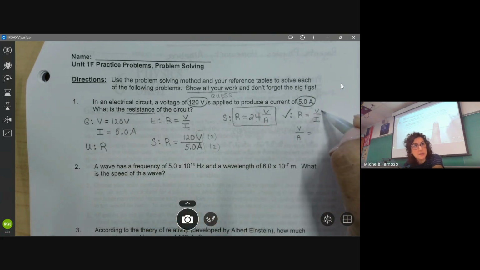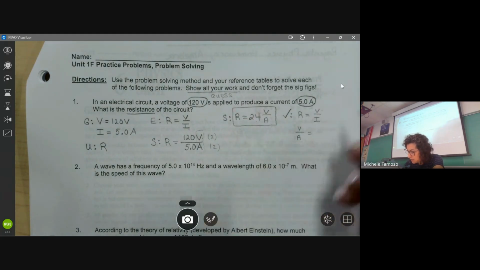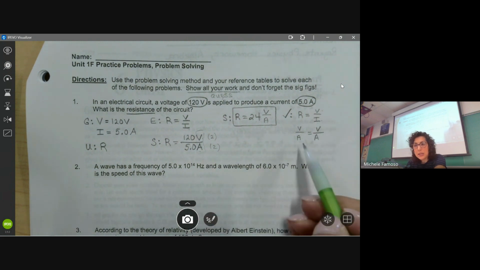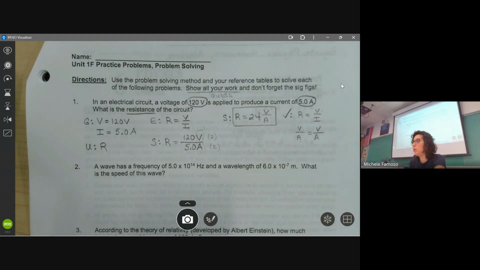What units was V measured in? V's. What unit was I measured in? Capital A. Do the left and right sides equal each other? So it checks, and that problem is now done. That is how a physics problem is solved.